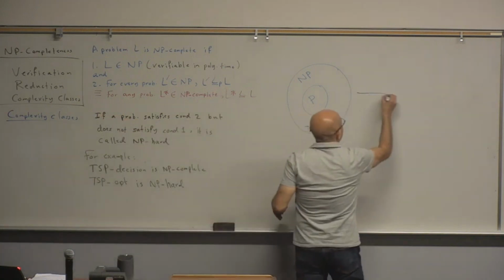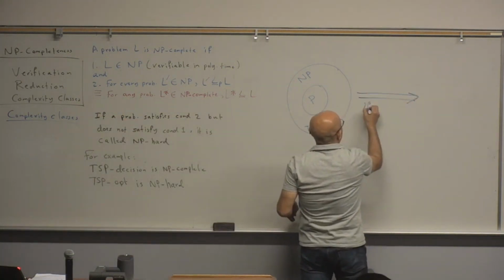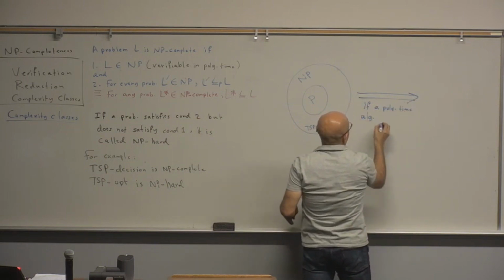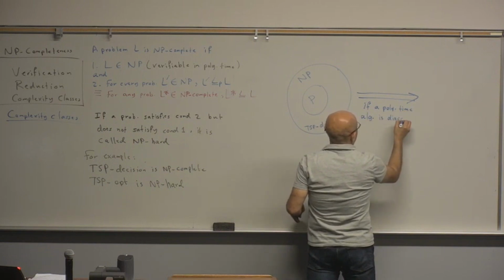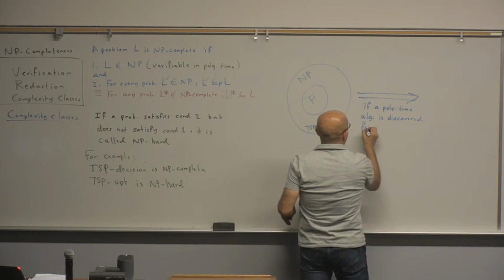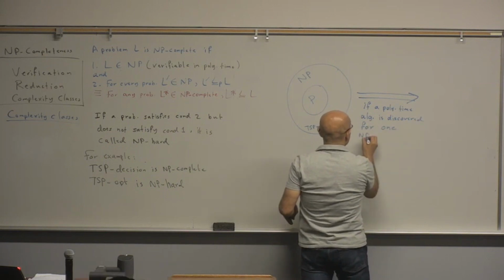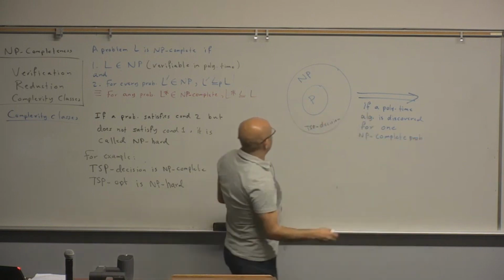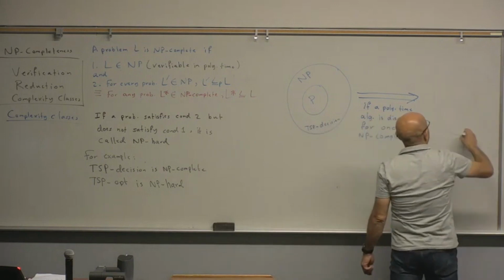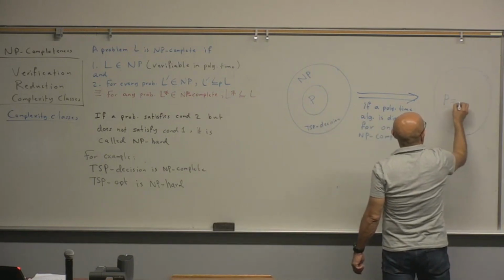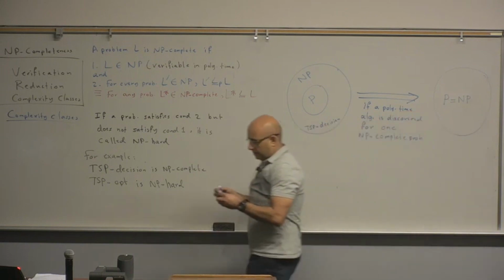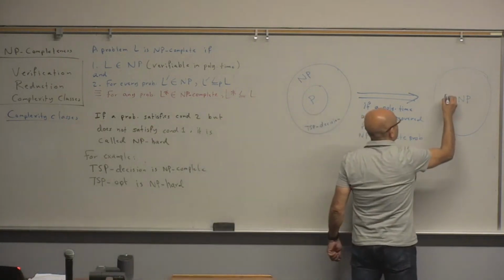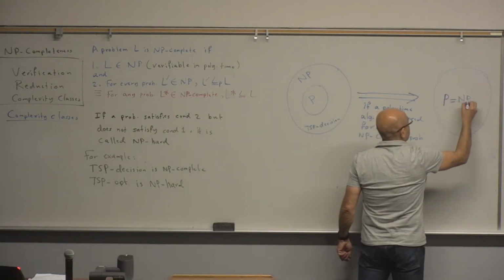So here, if a polynomial time algorithm is discovered for one NP-complete problem, then the relation between P and NP will look like this. P equals NP.